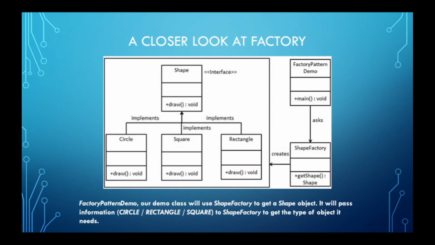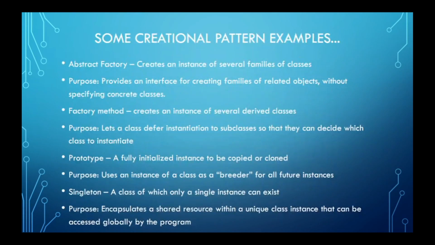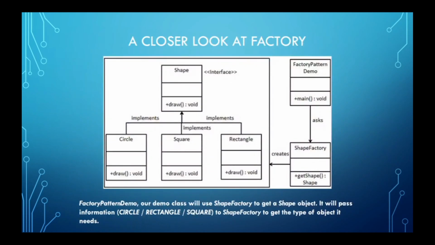So again, if we look at the definition back here with factory method, it describes that whole thing. Any question about the factory design pattern or the diagram here and what it's doing? All right, if not, I'll just keep going on.